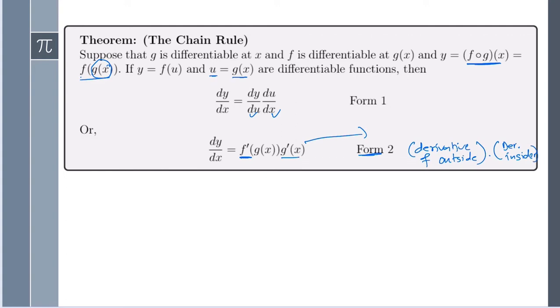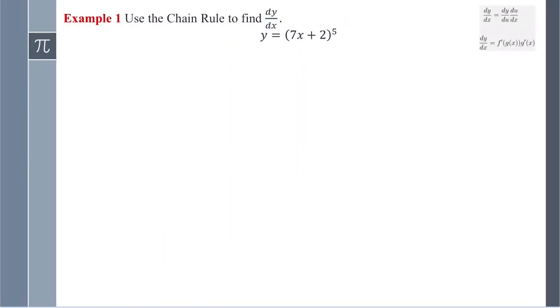Let's look at some examples. We'll do a lot of examples here. Let's go ahead and use the first version, and then I'll show you how to use the second version as well. First we are going to use the first version of the chain rule, and then we'll find the derivative.